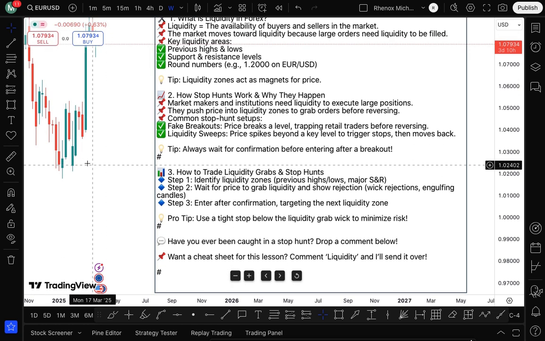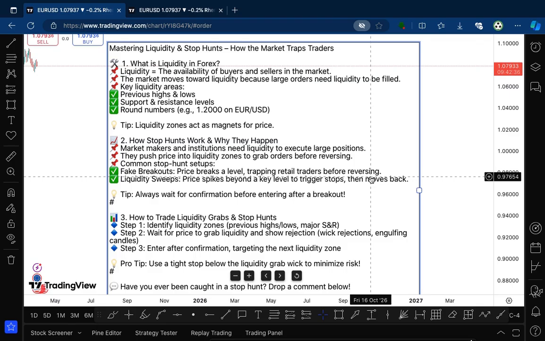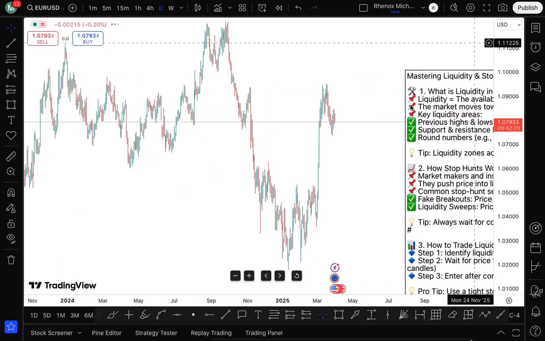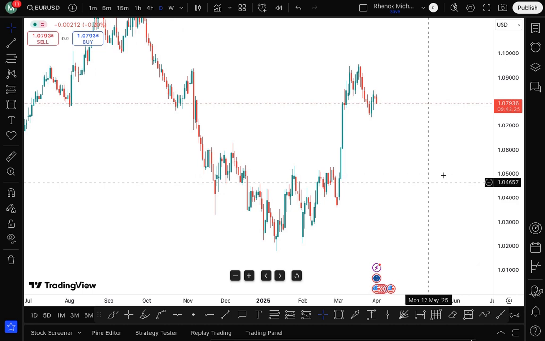Okay, now how do we trade liquidity grabs and stop hunts? First, we identify liquidity zones, which are our previous highs and lows, or our support and resistance levels. So let's do an example of that. You need to mark out your previous highs and lows on the chart.